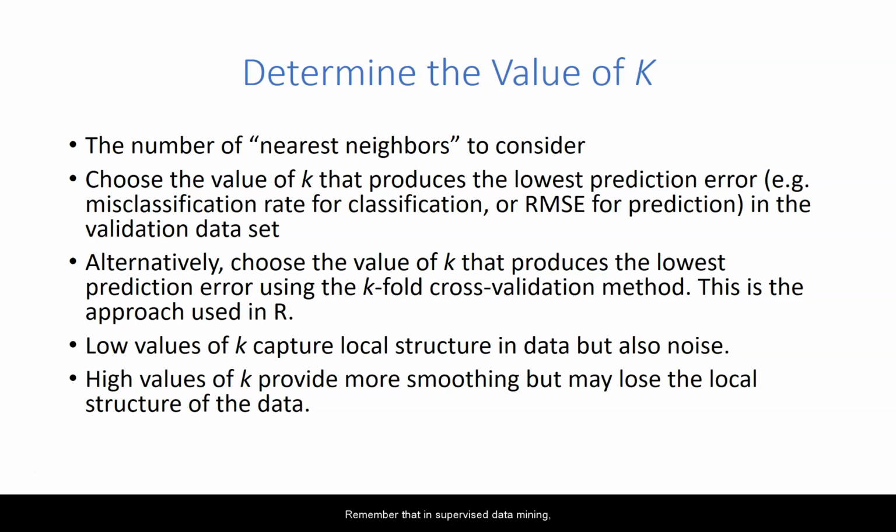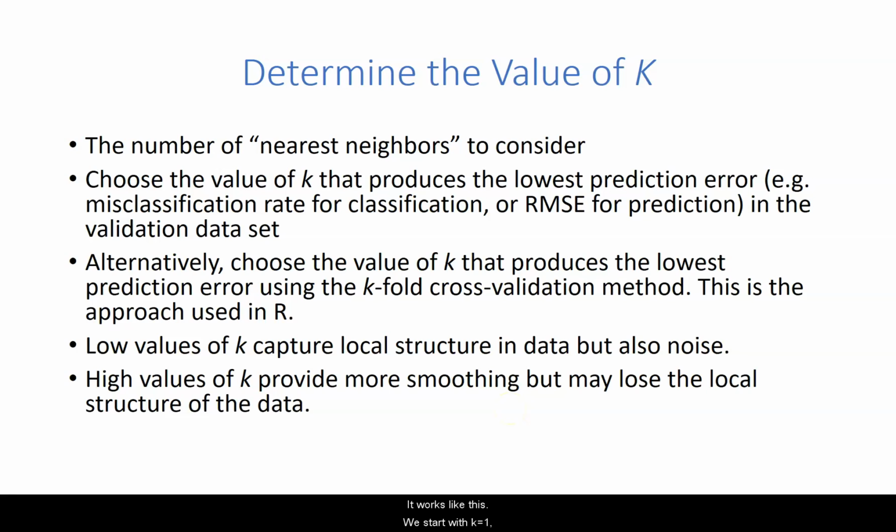Remember that in supervised data mining, we have a secret weapon called data partitioning. Data partitioning not only helps us evaluate the predictive performance of the model, but helps us optimize the complexity of the model as well. To find the optimal k, we will try a range of values for k, for example, from k equal to 1 to k equal to 20, and choose the value of k that produces the lowest prediction error in the validation dataset. It works like this.